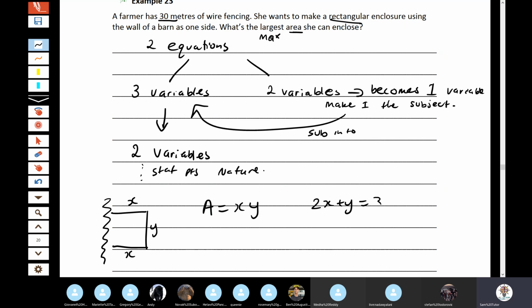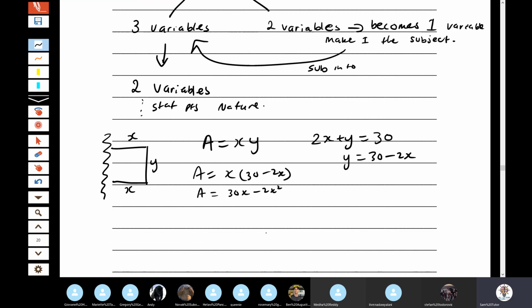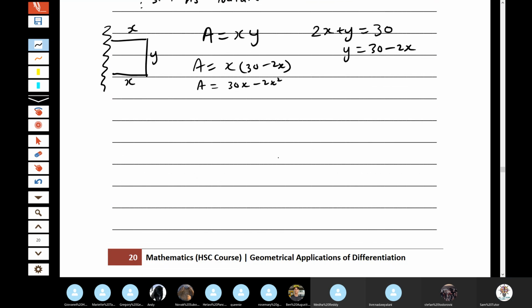Sorry, not P, 2x plus y equals 30. See, look, one equation with 3 letters, one equation with 2 letters. Make 2 letters into 1. Sub 1 into 3, you'll make this 3 look like a 2. And voila. I'm just going to scroll it down and wait for anyone that has any questions. Any questions? Guys at home, any questions? All good?